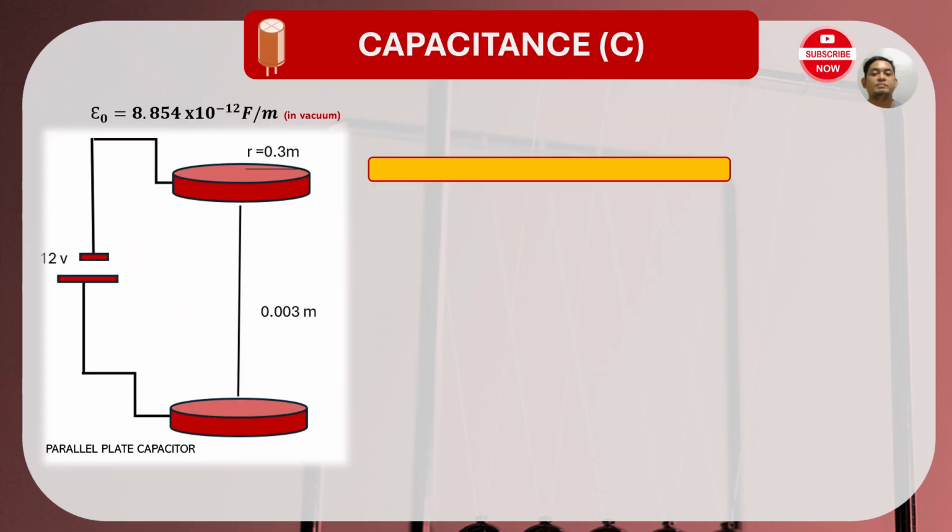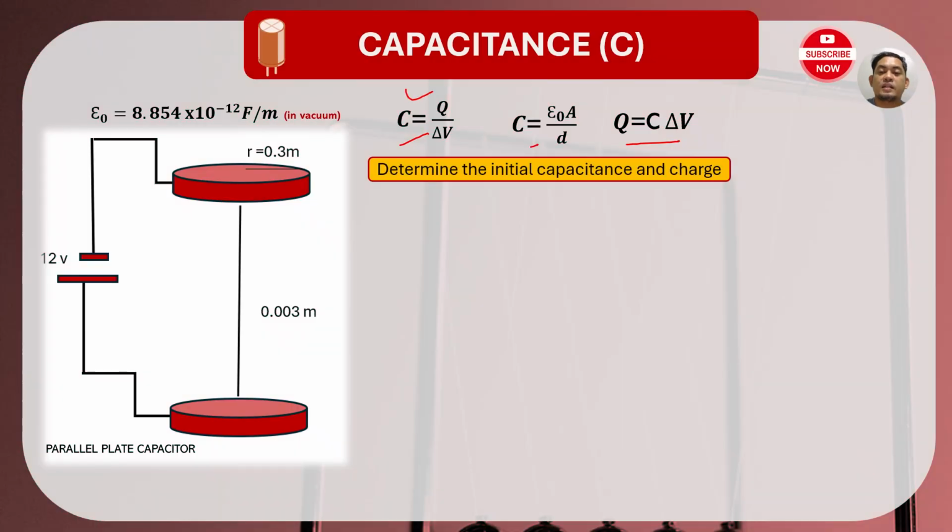So let's have the problem. It can be guided with these formulas here, which one to use. But for sure, we will not be using this. We can also use it, but it's better to use this one when we are figuring out the charge. Okay, it's easier than this. Okay, it will save time. The question is: determine the initial capacitance and charge.